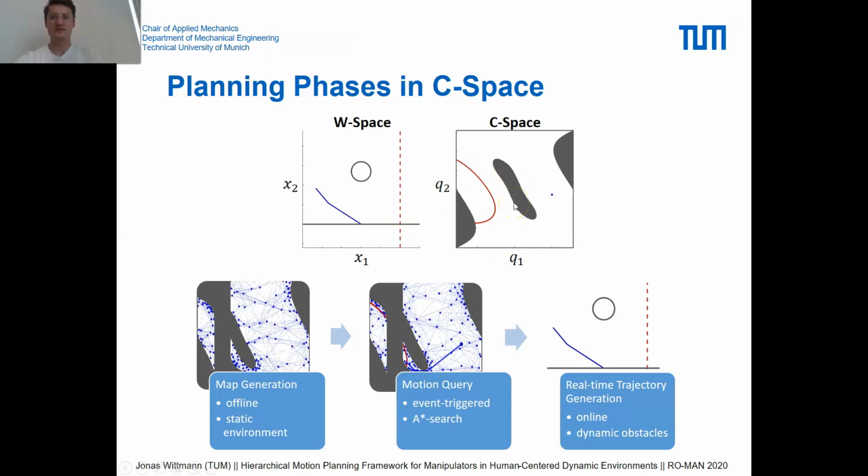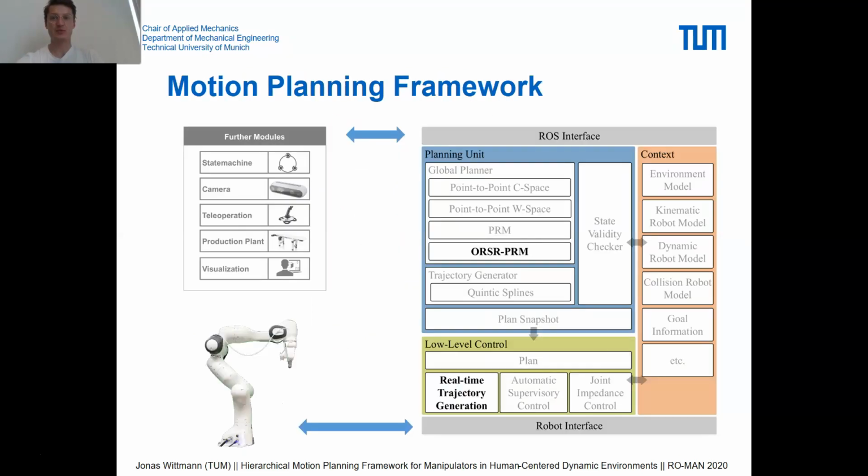Our framework splits this task into three distinct hierarchical phases, which are executed on different time horizons. First, a map is generated offline that efficiently represents the static part of the environment. In a second step, online motion queries find a feasible path using A* search. The path is then forwarded to an online trajectory generator that adapts the motion depending on dynamic obstacles and external disturbances. This work contributes to an existing planning framework with an extended PRM planner that uses obstacle-related sample rejection strategy called ORSR-PRM in the following, and a real-time trajectory generation submodule.